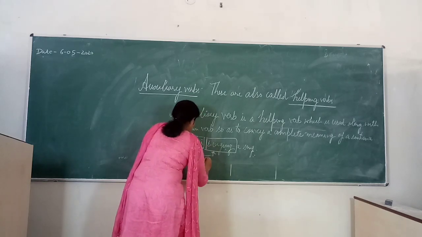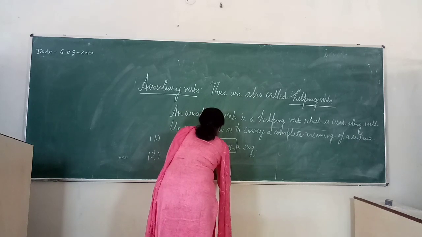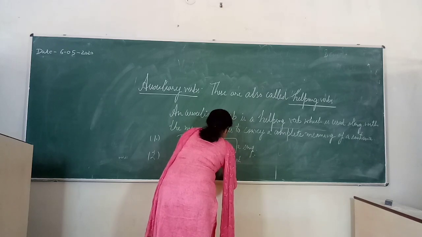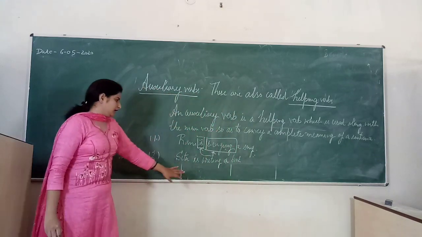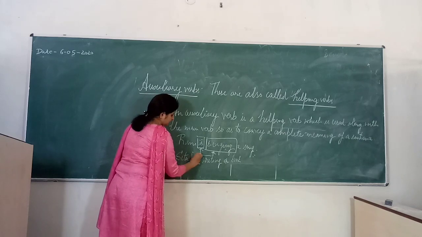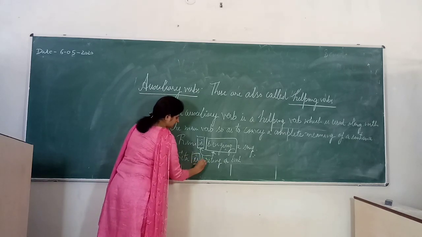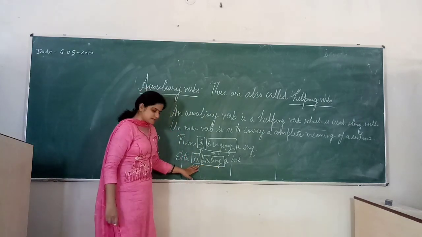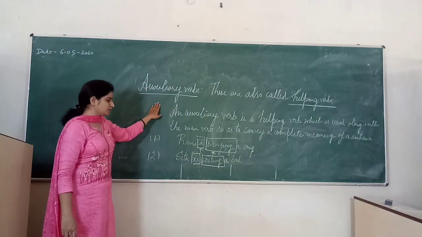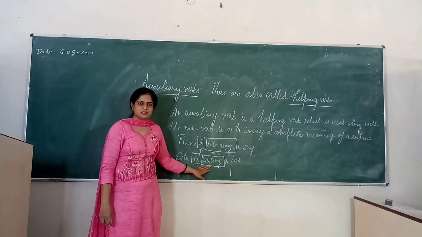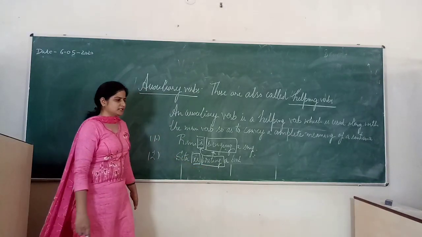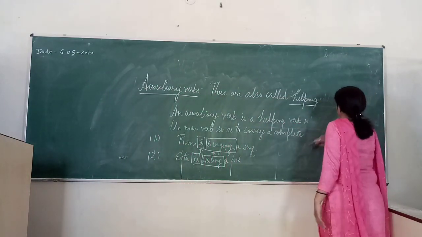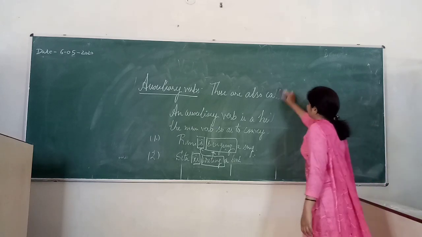Sita is writing a book. Again, there are two verbs in this sentence. One is is, and another verb is writing. Now is here is an auxiliary verb, and writing is the main verb or lexical verb. This is all about the definition of auxiliary verb.